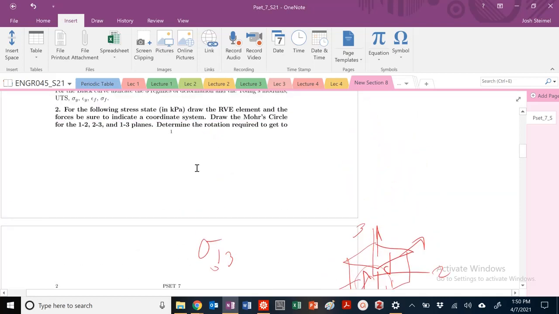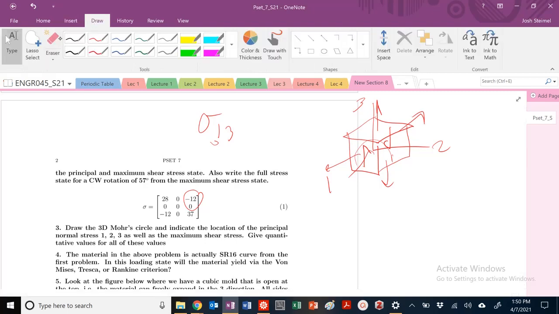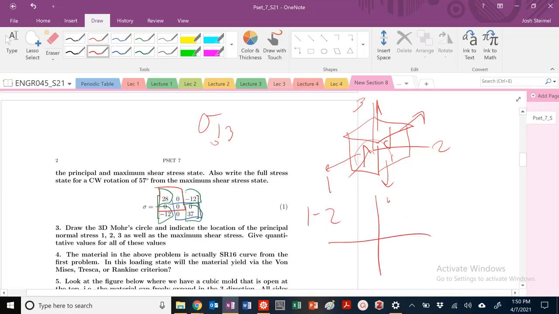So then I'm asked to draw the Mohr circle for these different planes. I'm going to use strategic colors. I want to do this here, I want to do blue here, and I want to do green for these. I'm going to draw my 1, 2 plane first. So 1, 2, Mohr circle. Here we go. So tau, sigma.